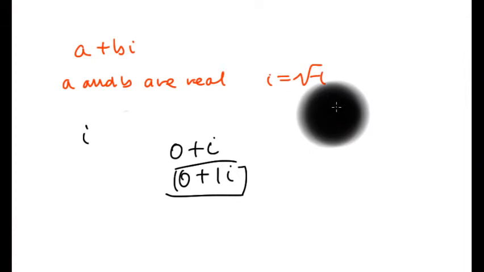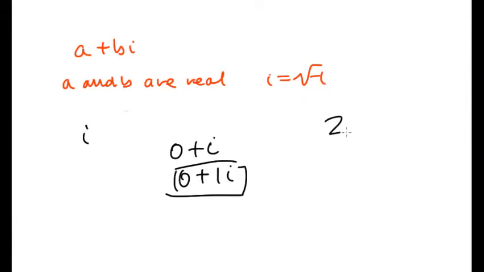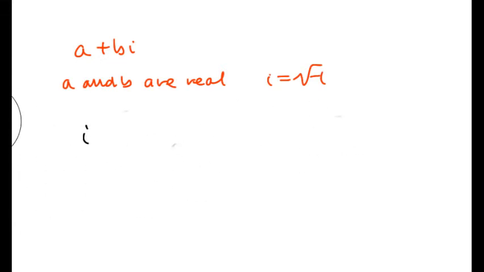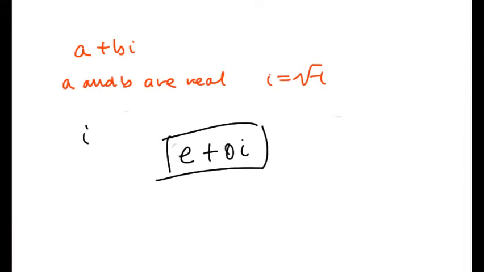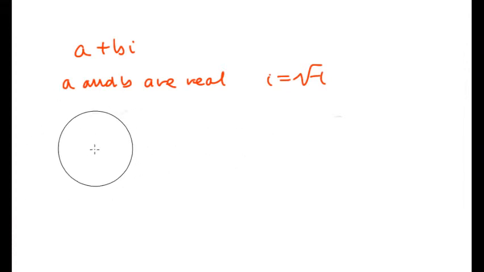2 is a complex number. 2 plus 0i can be written as a complex number. e is a complex number, e plus 0i. So yeah, those are complex numbers, and we're going to be learning how to do operations with these complex numbers very soon.